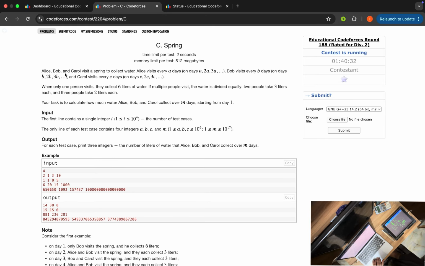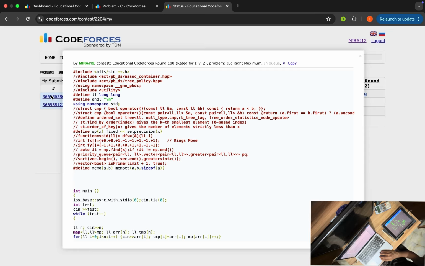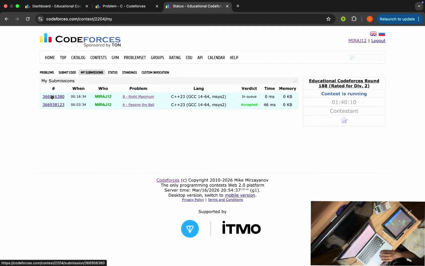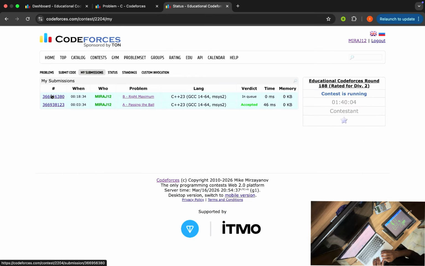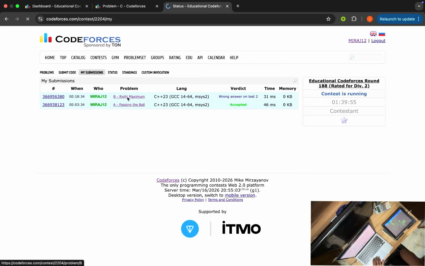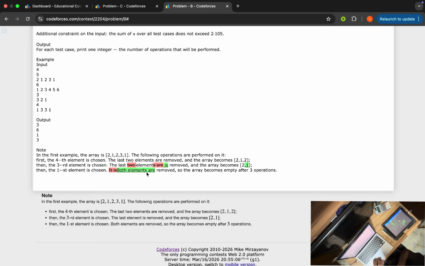Okay, Alice, Bob, and Carlo visit a spring to collect water. And see what happens here. Wrong answer. Change. Both elements are removed.